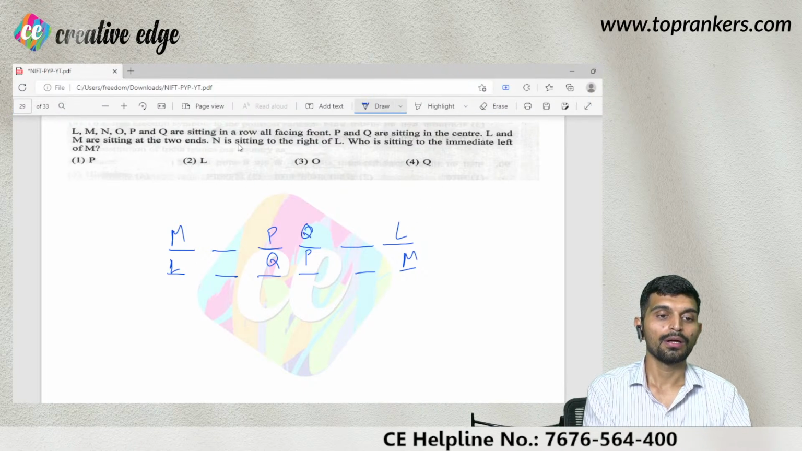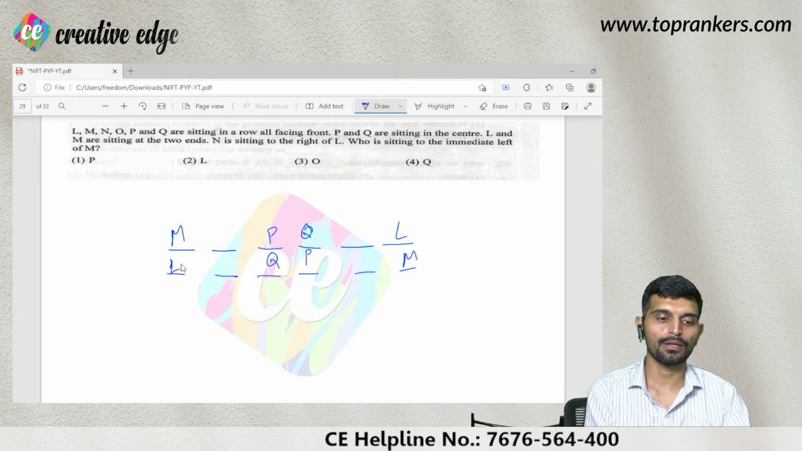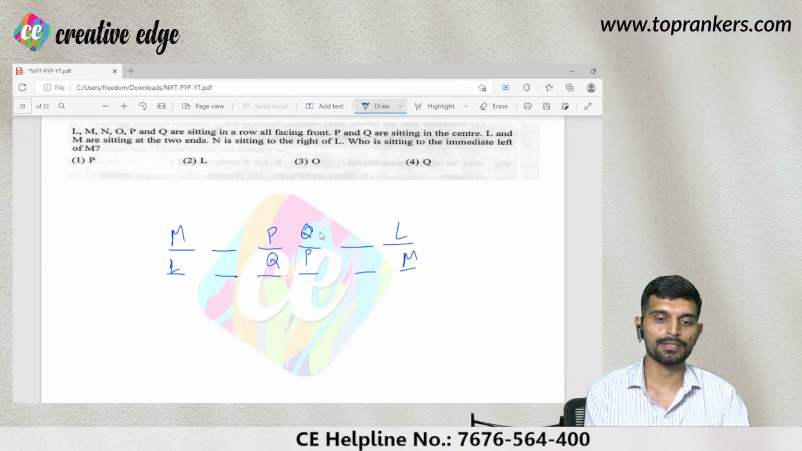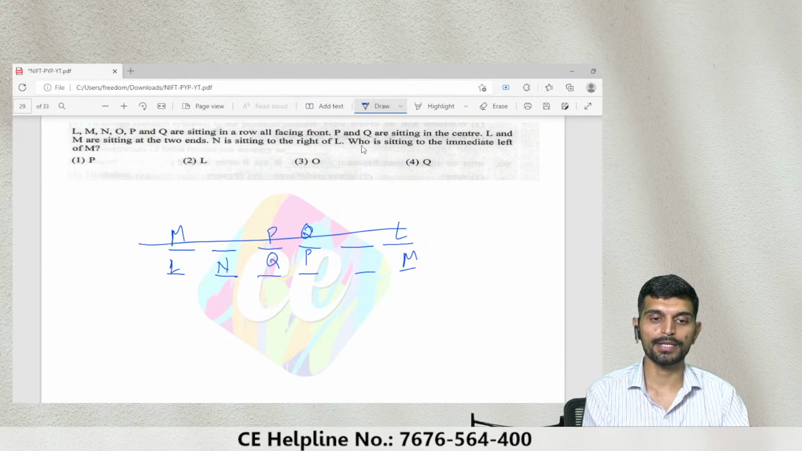Right? N is sitting to the right of L. This is to the right and this is to the left. So N is sitting to the right of L. So this possibility is eliminated.